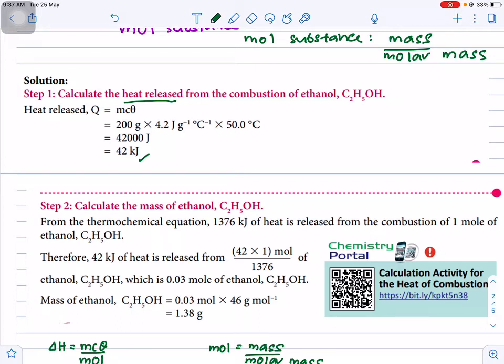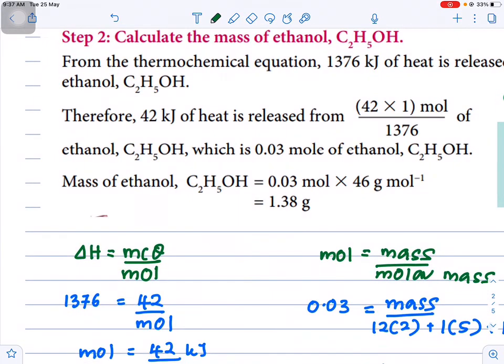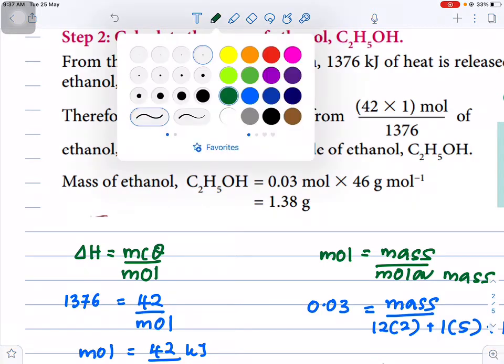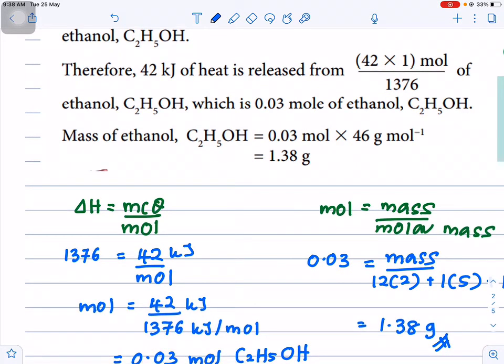So to make you understand this more, I try to make it simple. Okay, so we have the data. The delta H is 1376 kilojoule per mole. Okay, and just now we already calculated our Q, MC theta. Our Q is 42 kilojoule. Okay, so put in the formula, 1376 equals 42 over mole. So we can find the number of mole by dividing 42 over 1376.